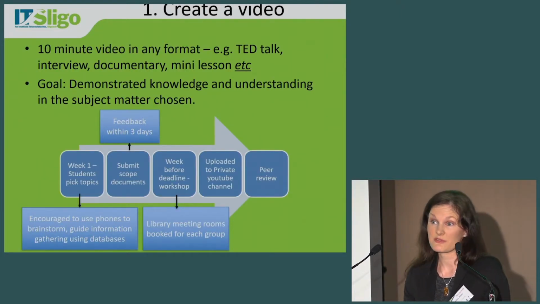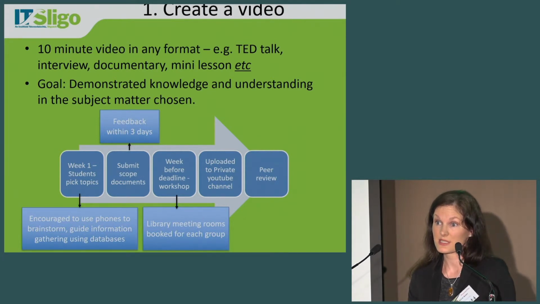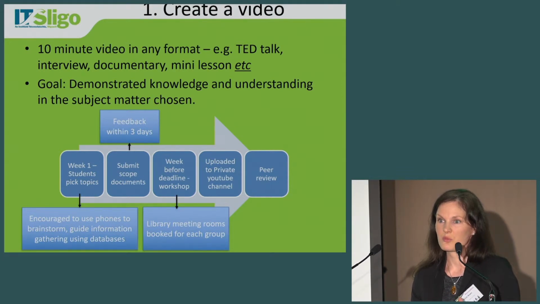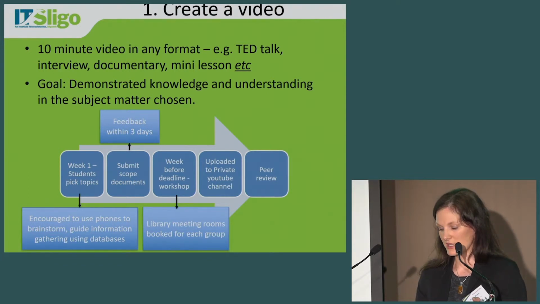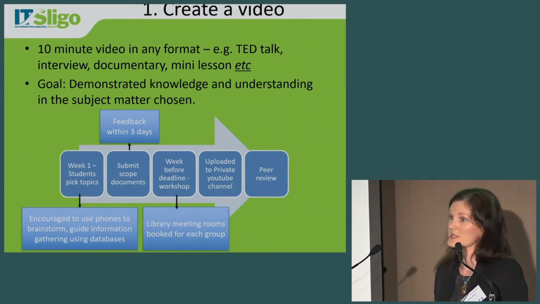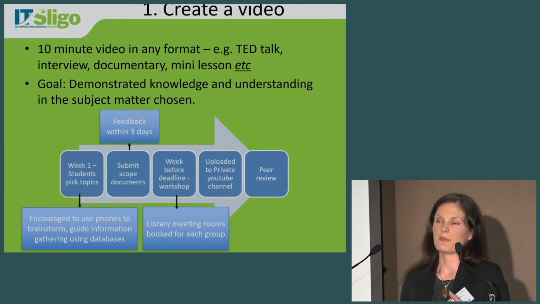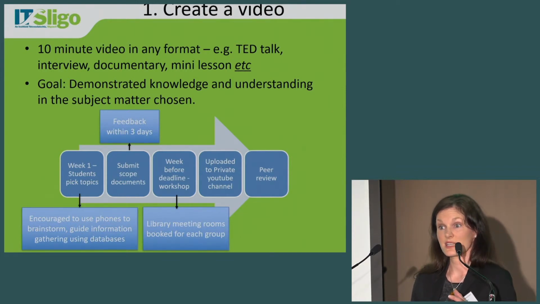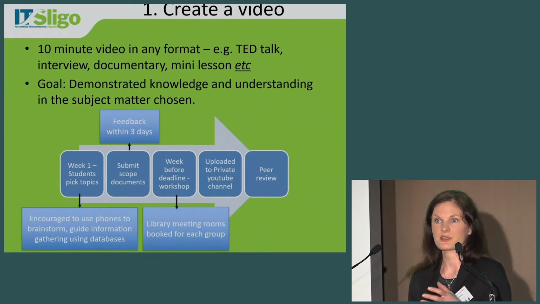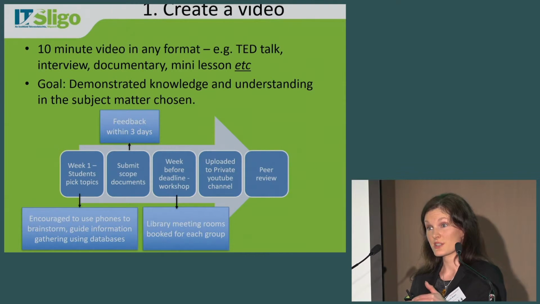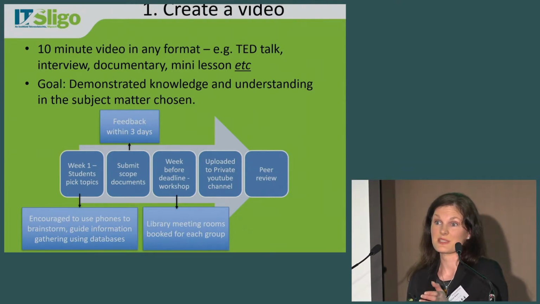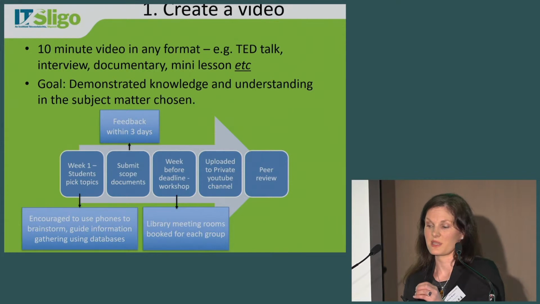For the creative video, I asked the students, as an assignment, to create a 10-minute video on a topic of their choice. The goal of the video was that they demonstrate knowledge and understanding of the area. How I embedded some UDL principles into this was, in week one when the students were picking their topics, this was a facilitated session. I would have had them in class accessing their smartphones and laptops to search for information, and I would have guided the information searching at that point, showing them how to access our library databases and find relevant information there.